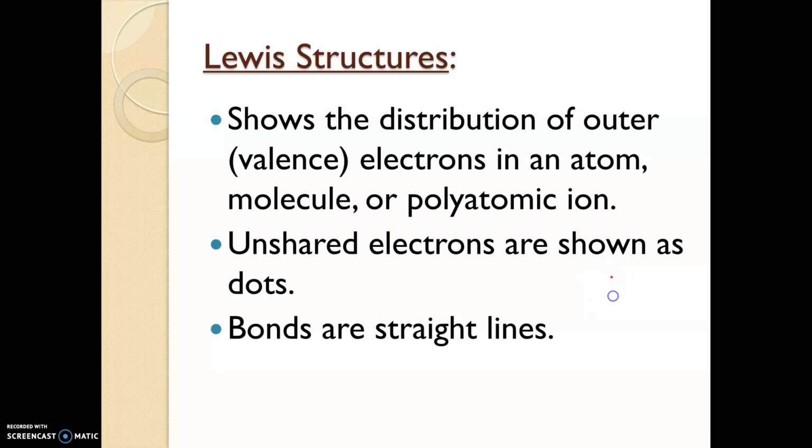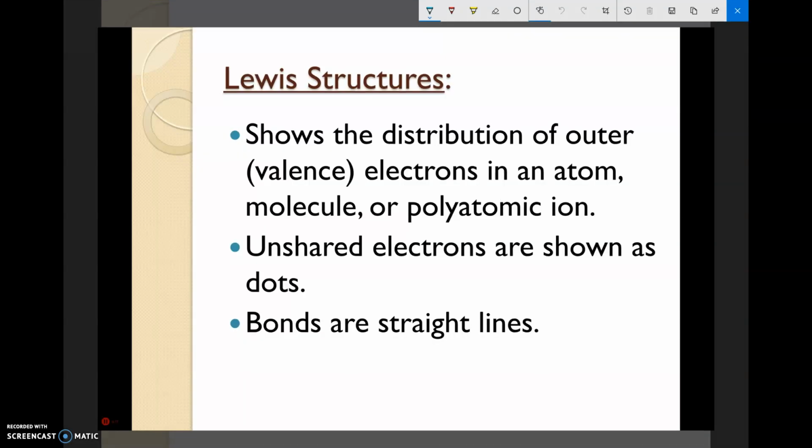So an example is carbon. Carbon has 4 valence electrons, so we just put them around. 1, 2, 3, 4. Notice how we're just going in a clockwise direction, 1 on each side. Let's say that we have a molecule such as fluorine. So fluorine has 7 valence electrons total.